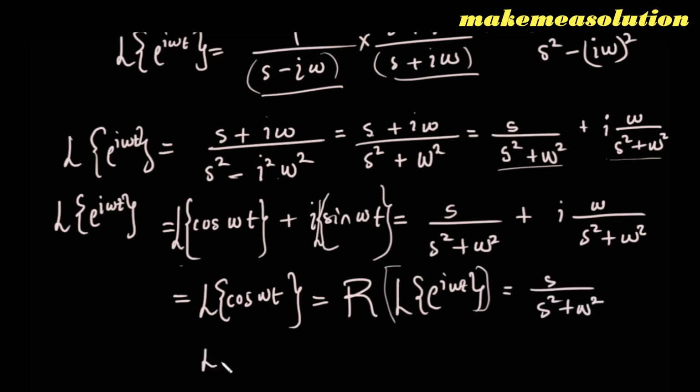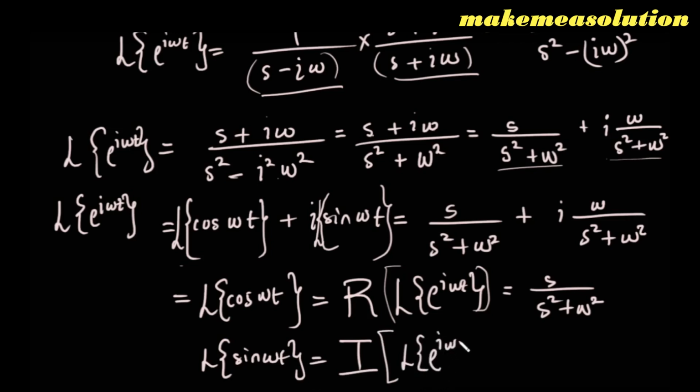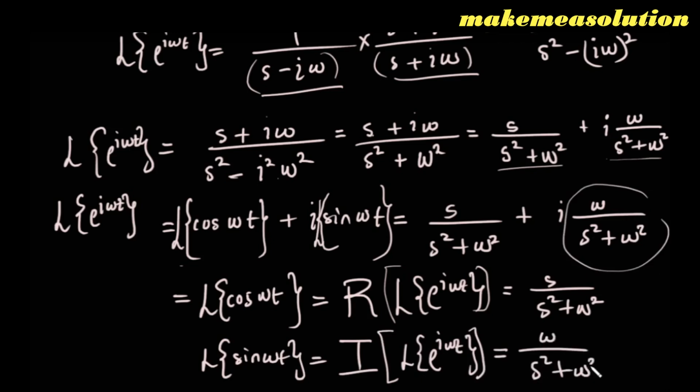The same thing: the Laplace transform of sine omega t corresponds to the imaginary part of the Laplace transform of exponential i omega t, and this gives me this value over here. So you have omega all over s squared plus omega squared. I called it w, I'm not supposed to call it w, it's actually omega.